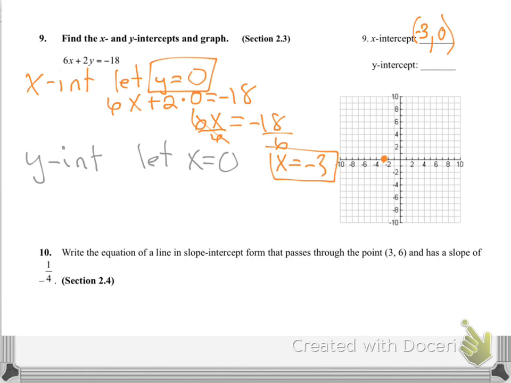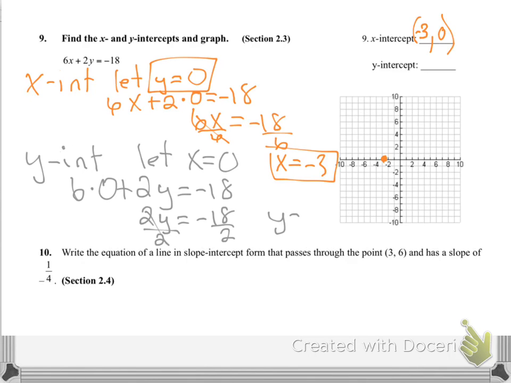Okay, let's find the y-intercept. This time we're going to let x be 0. So I get 6 times 0 plus 2y equals negative 18. 6 times 0 is 0. Remember, adding 0 does nothing. That portion kind of goes away. So 2y is negative 18. I divide through by 2, and y is negative 9. So I have the point (0, -9).